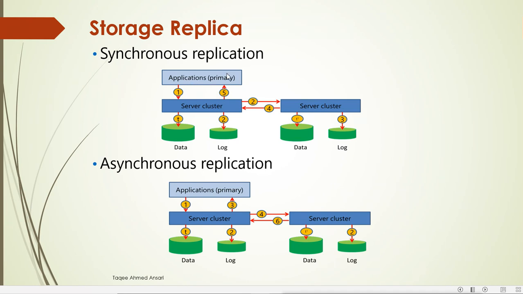In asynchronous mode, when the data is written to the cluster through the application, the data is written on the primary site first. You can see number 2, and then it sends the response to the application that the data is written. Then the data goes on to be written on the other site. You can see number 4 going to the server cluster on the other side.